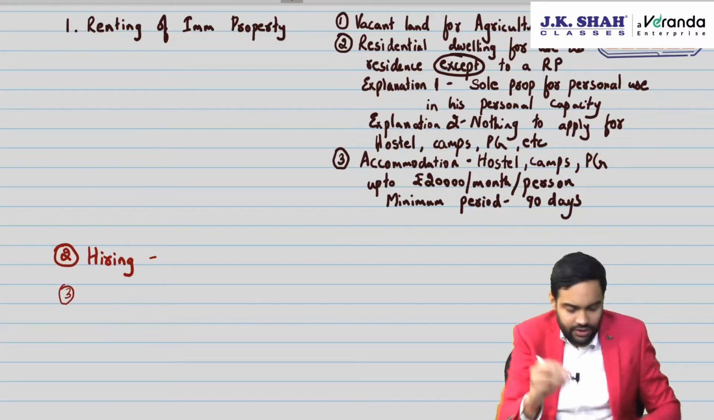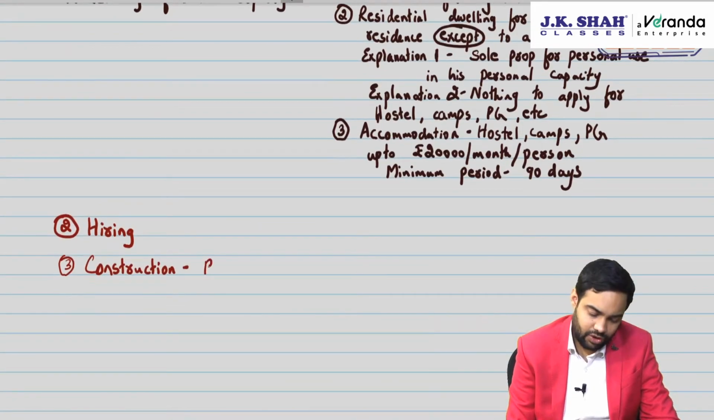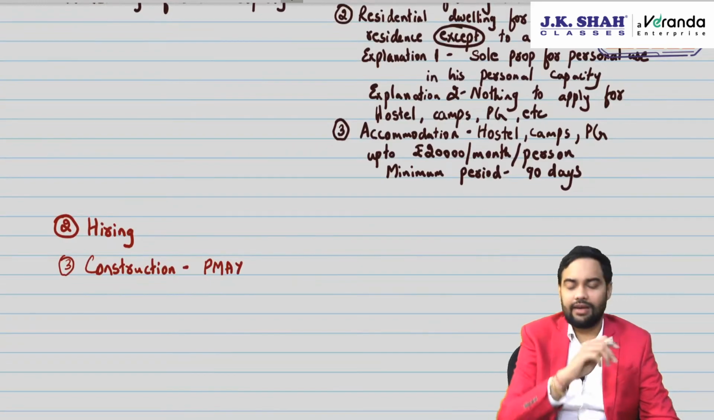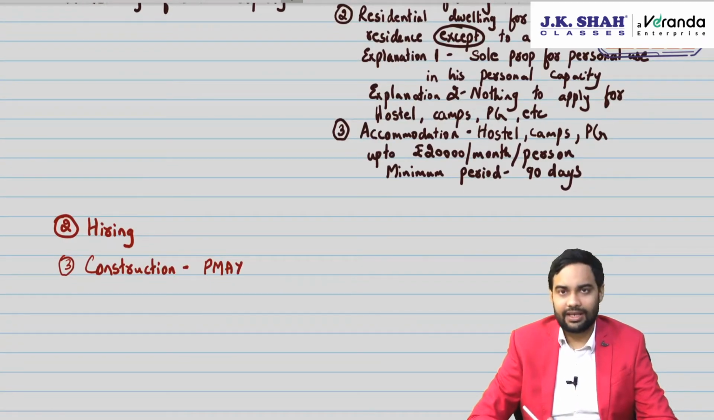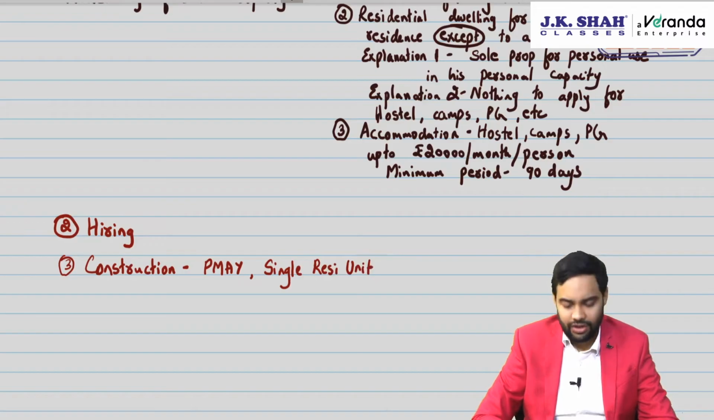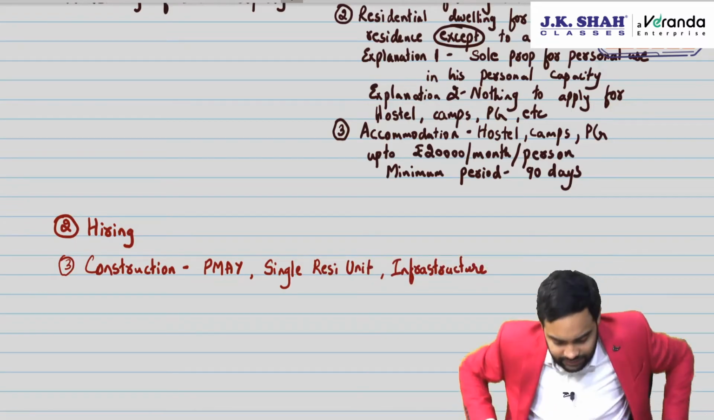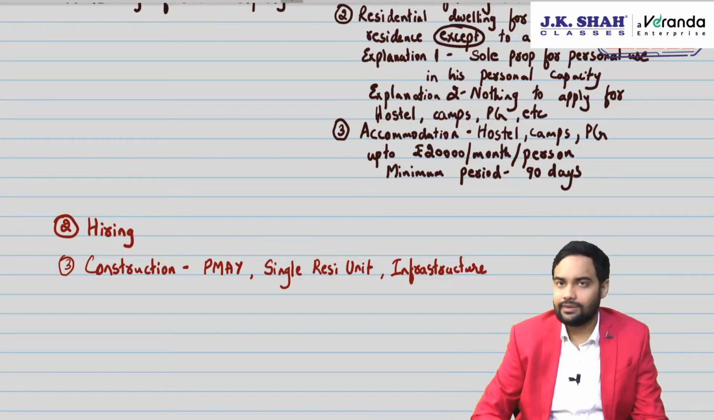Then coming to construction. There are basically 3 exemptions. The first one is construction being a pure labor contract, Pradhan Mantri Awas Yojana, very wide, it covers repair, renovation, etc. as well. Then you have a single residential unit except as part of a complex, again a pure labor contract. And the last one is creating infrastructure for electricity to reach farmland. This is very wide, it covers works contract as well.